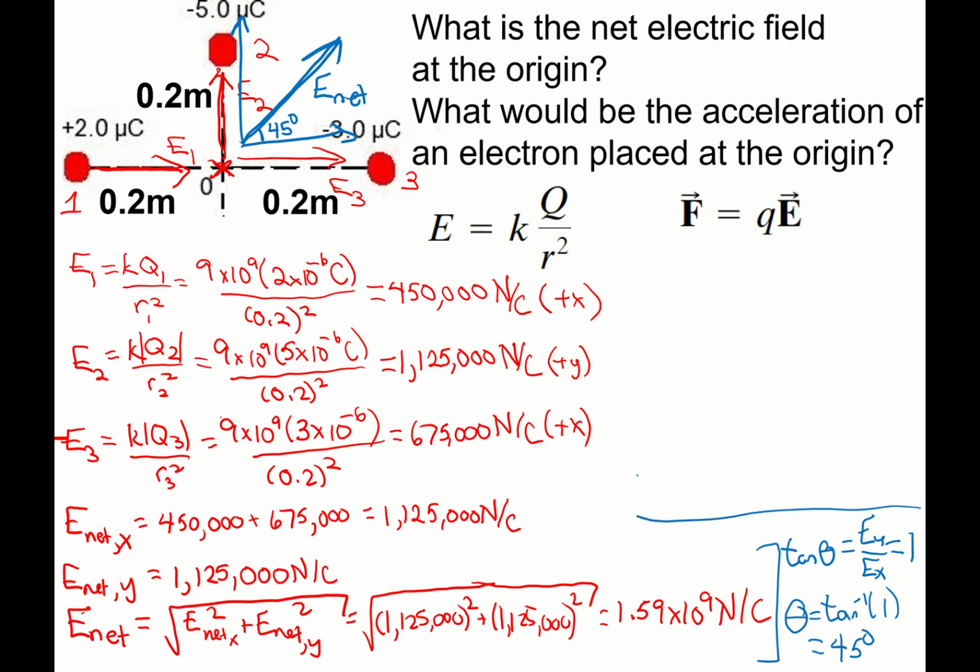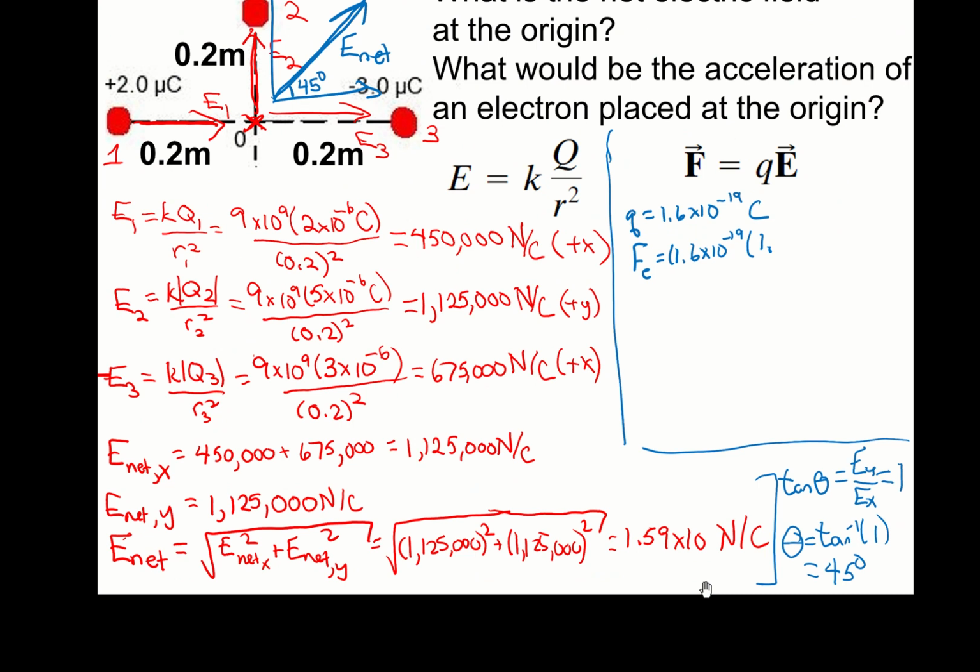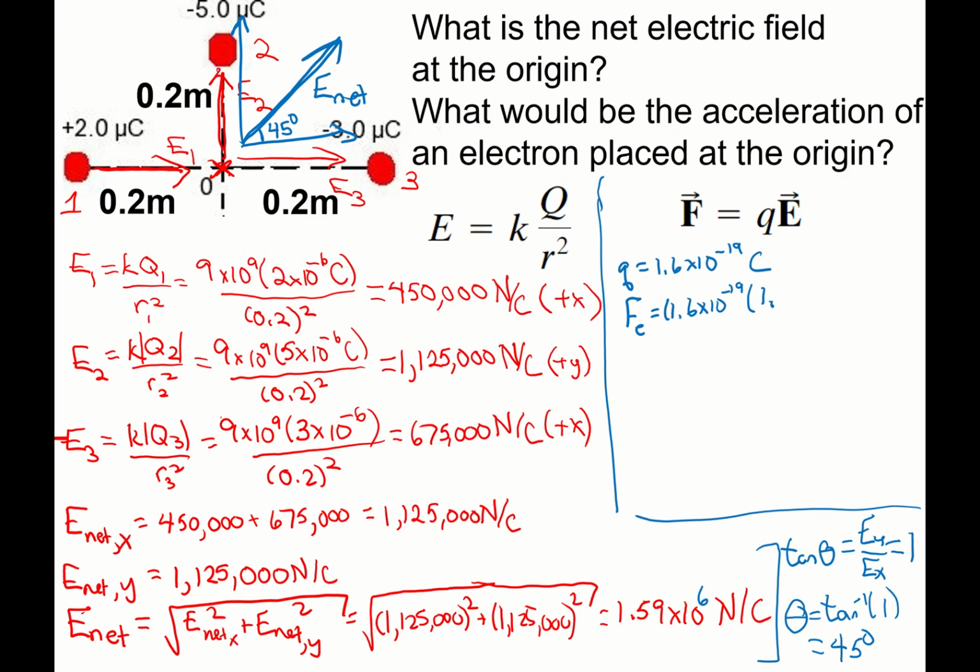All right, so what's the force on the electron? The force is the charge times the electric field. So I need to look up what's the charge on an electron. Q for an electron is 1.6 times 10 to the minus 19 coulombs. So the force on the electron is going to be 1.6 times 10 to the negative 19 times our electric field, which is, sorry, I wrote that down wrong, 1.59 times 10 to the 6 newtons per coulomb for my net field.